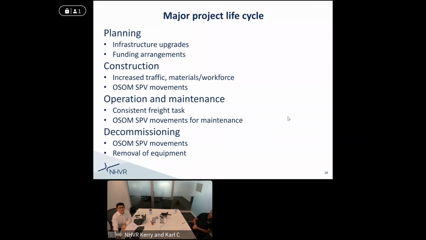So that's the operation and maintenance side, and in the future, when they start to decommission these things, you'll have OSOM and SPV movements to remove and take down and remove equipment. So if you have major projects coming up or you're aware of, just think there's a full life cycle to them. It's not just a one-off build them and then nothing else happens. There's still going to be need for use of your roads all through the life of the project.